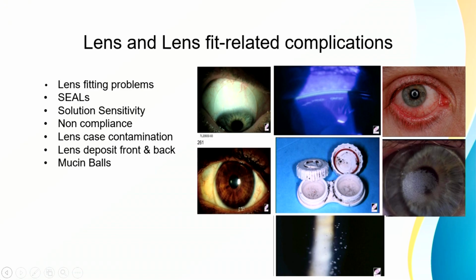Then the sixth one will be the lens deposit. Again, improper cleaning can cause lens deposits. And the seventh one is the mucin ball, where the deposits just come and settle in the contact lenses. You see some ball kind of thing. All these are related to the deposit kind of complication.